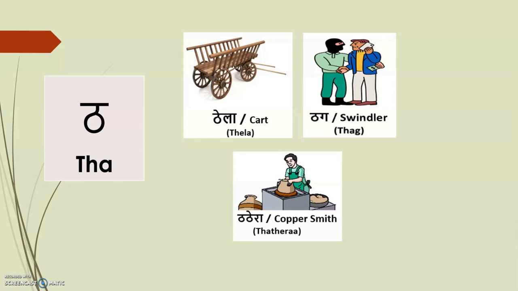So in the first picture, we can see a cart, which is called Thela. In the next picture, we can see a swindler, which is called Thug. And in the third picture, we can see a coppersmith, which is called Thathera in Hindi. All these three objects begin with the letter Th.